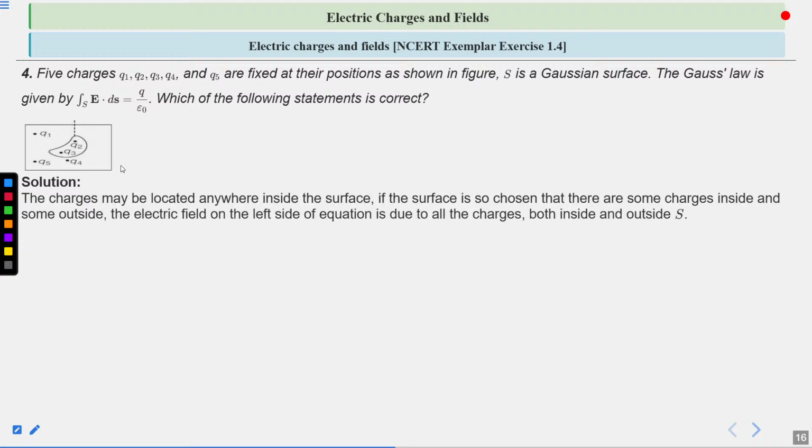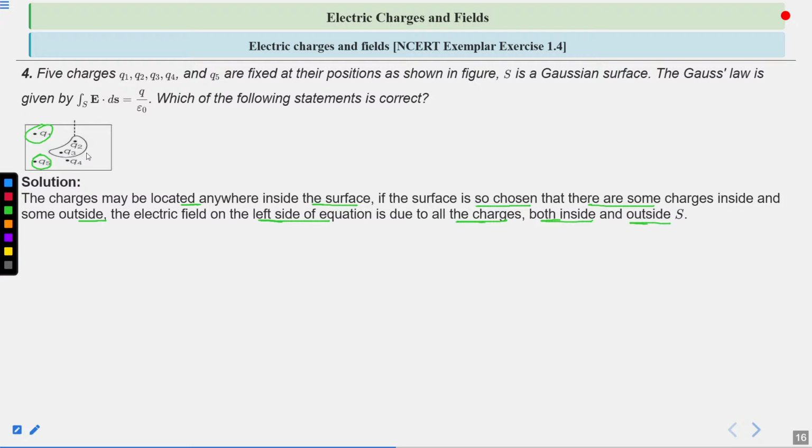Solution. The charges may be located anywhere inside the surface. If the surface is so chosen that there are some charges inside and some outside, the electric field on left side of the equation is due to all charges, that is Q1, Q5 and this one, both inside and outside. So electric field is due to all charges, Q1, Q2, Q3, Q4 and Q5.